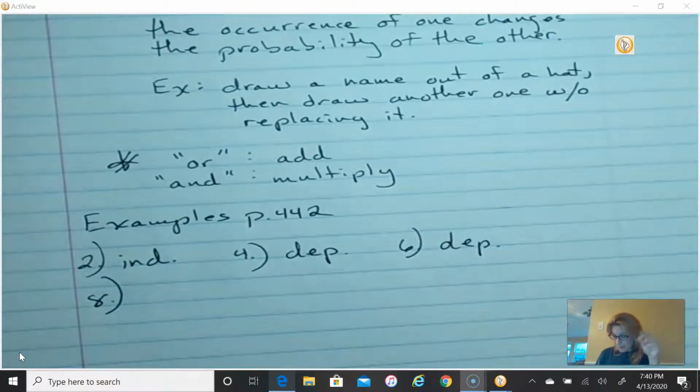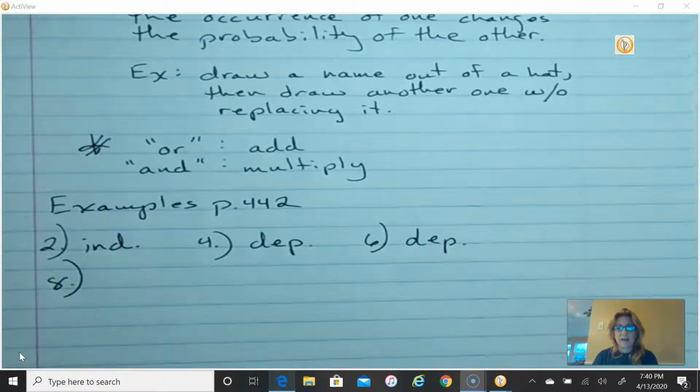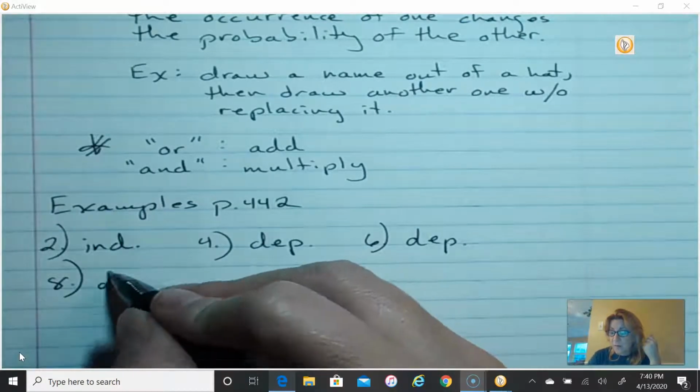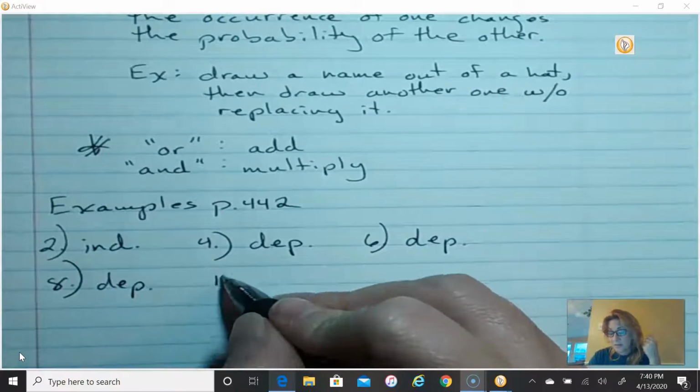Number 8, selecting 3 members of the class to form a committee. Well, guys, if you are needing 3 people, that means you choose a name and you don't put it back, because you don't want to choose the same person over and over again. So taking one and not putting the name back in the hat so you choose a totally different person, you are wanting to control the outcome. You want there to be an effect, so that would be dependent again.